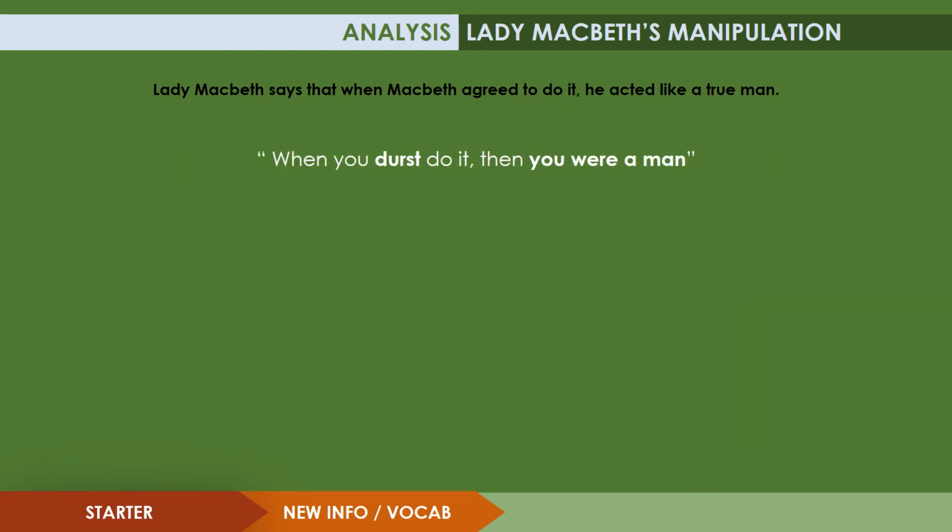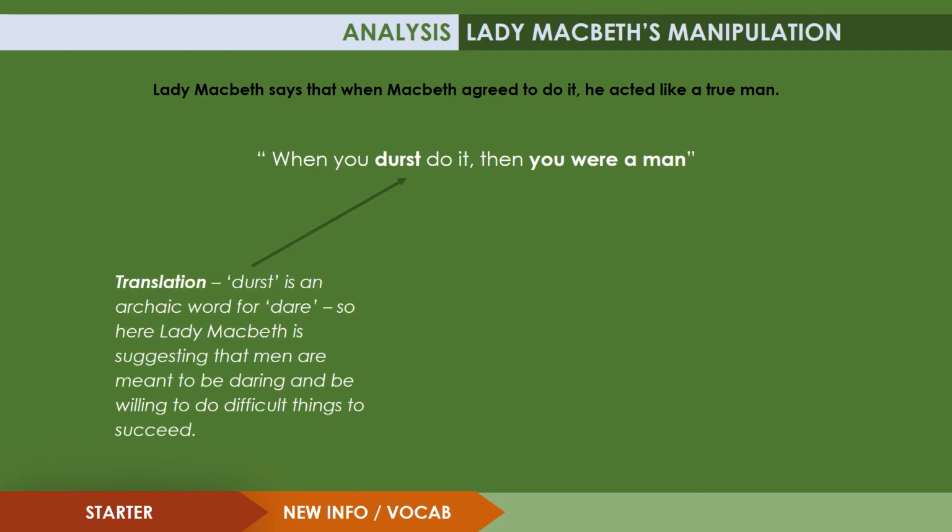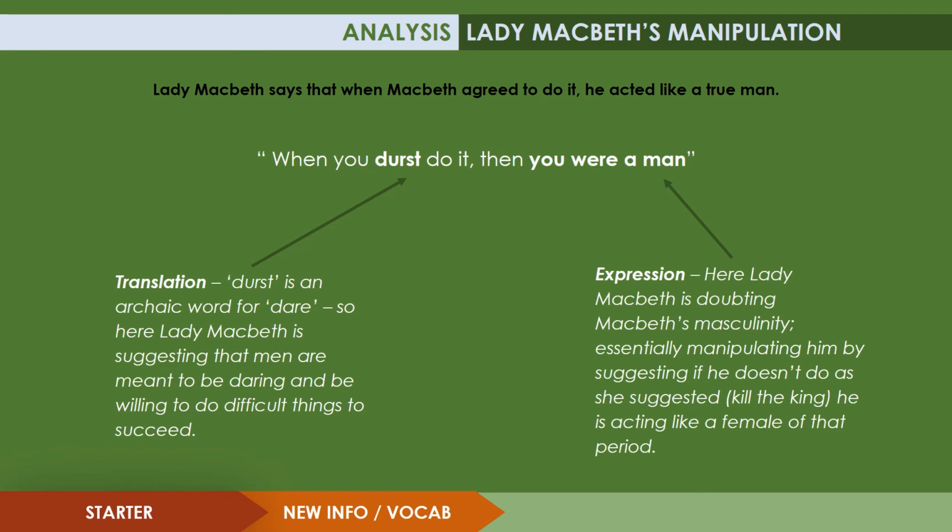So next we have, "when you durst do it, then you were a man." So again, remember here that Lady Macbeth is saying that when Macbeth agreed to kill the king, he was acting like a true man. So durst is an archaic or old version of the word dare. So here Lady Macbeth is suggesting that men, by nature, should be daring and be willing to do difficult things to succeed. So next we have this expression here, "so you were a man."